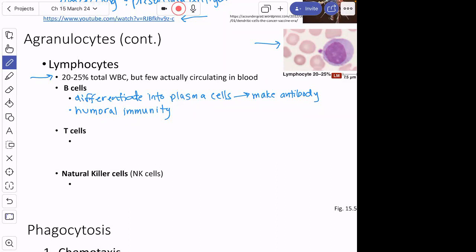T cells, there are different kinds of T cells. There are cytotoxic T cells, there are helper T cells, and a couple other kinds. We're going to focus mostly on the cytotoxic T cells and the helper T cells. They are going to function in cell-mediated immunity.